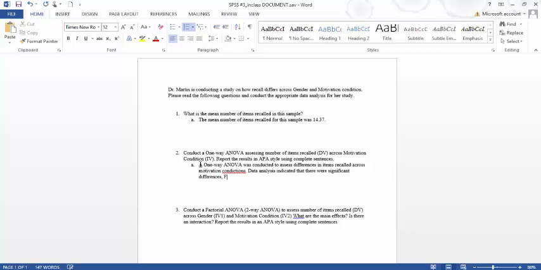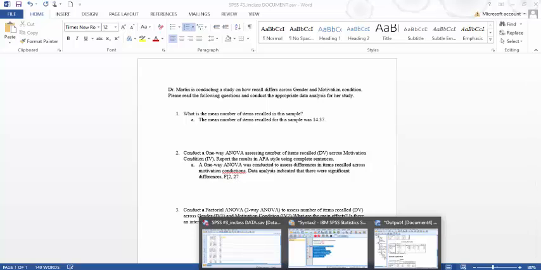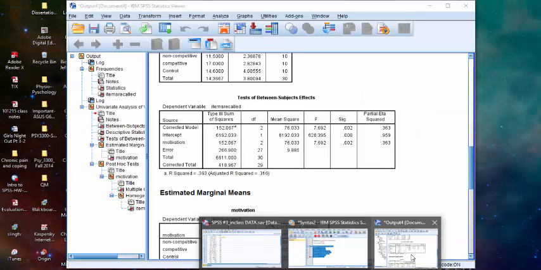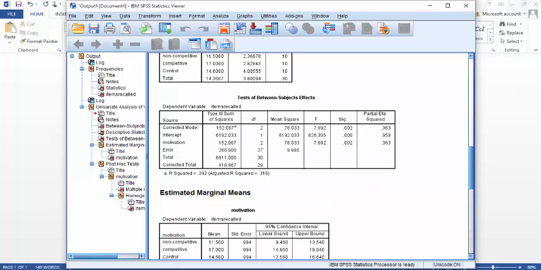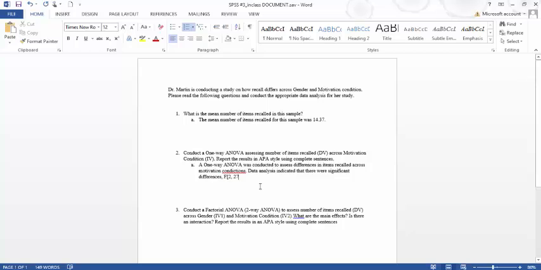So we're going to say F, then in brackets, we put our degrees of freedom between and our degrees of freedom error. I believe that was 27. Yes, 27. Close the brackets. Then here we put the value of F, which was 7.692. And our p was less than 0.05 because it was significant.